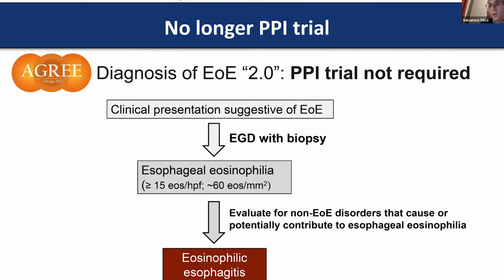So at this moment, we make the diagnosis with the clinical presentation, with the presence of endoscopic findings or not, because we mentioned that it is possible to also have a normal esophagus. And finally, by finding more than 15 eosinophils per high power field. These three factors are enough to make a clear diagnosis of EoE.